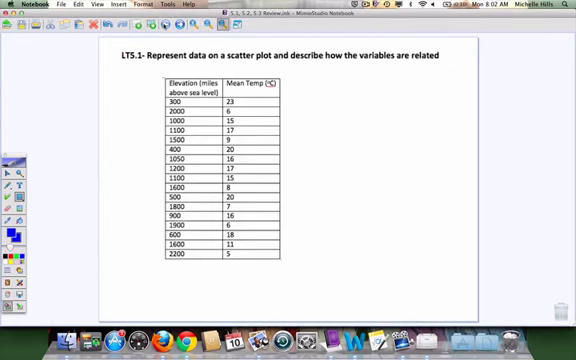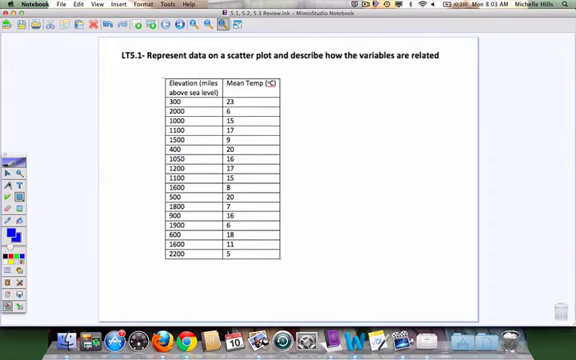So, the review for the first part of the Unit 5 test. This is just over the first 3 learning targets. I'm doing it as one video because these 3 are all connected with each other in one big problem. They give me this table of data and ask me to represent the data in a scatter plot and describe how the variables are related.